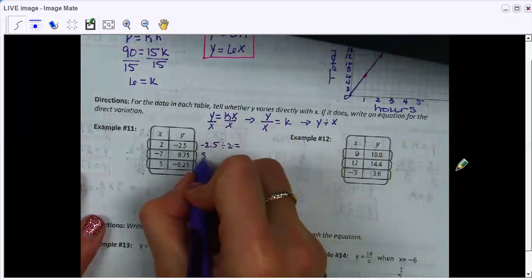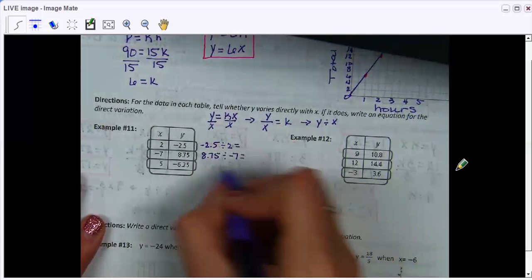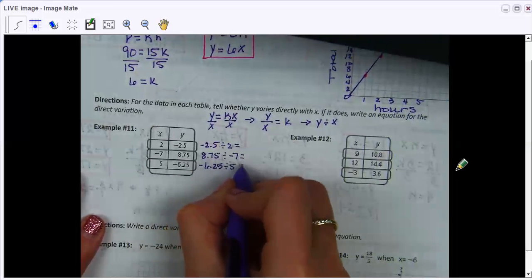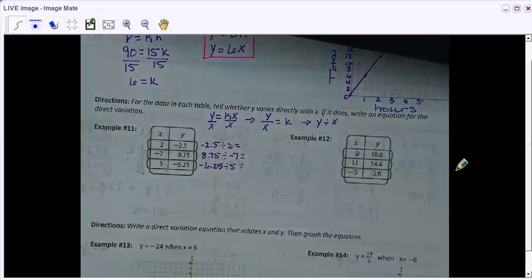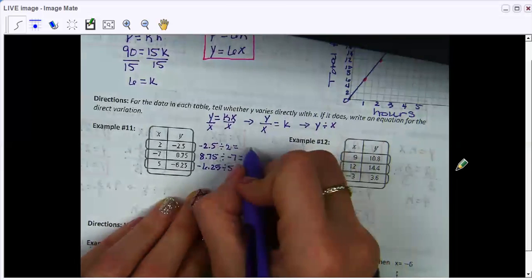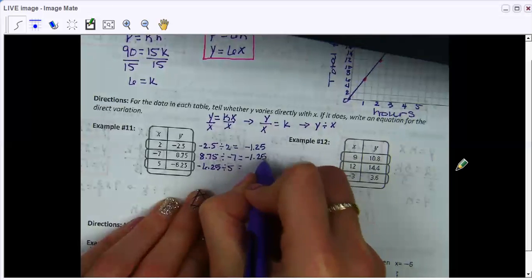And then 8.75 divided by negative 7, and negative 6.25 divided by 5. Okay, does anyone know what you get when you divide all of those? Yep, you get negative 1.25, negative 1.25.